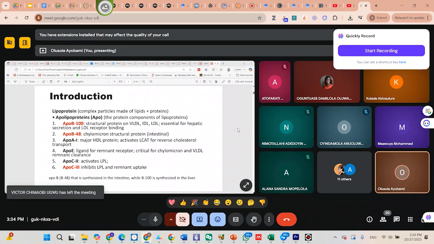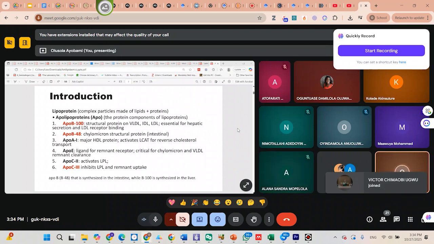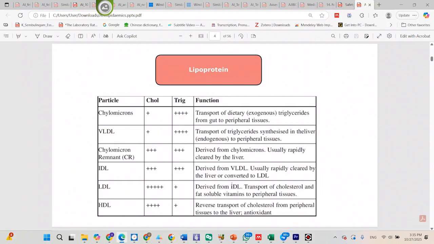So generally, if you check, ApoB is bad, be it ApoB 100 or ApoB 48, which is in the gastrointestinal tract. ApoA, E, and C2 are good. ApoC3 is bad. Now, the VLDL, IDL, LDL are bad. I think I've also explained this table, so let's not waste time on it.